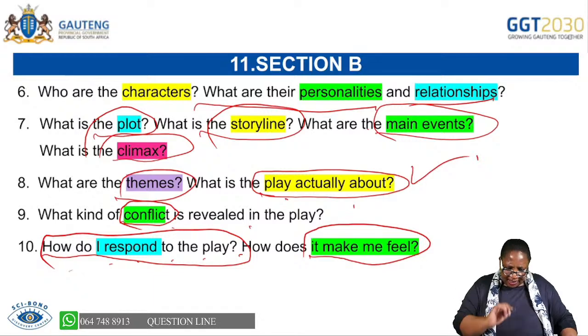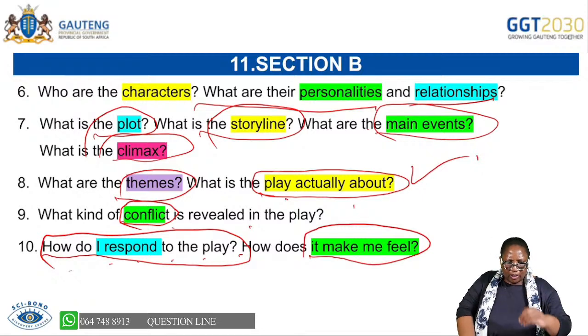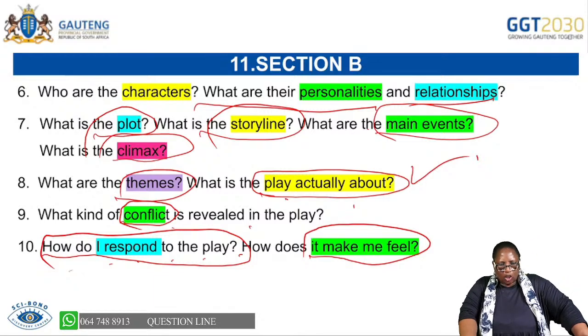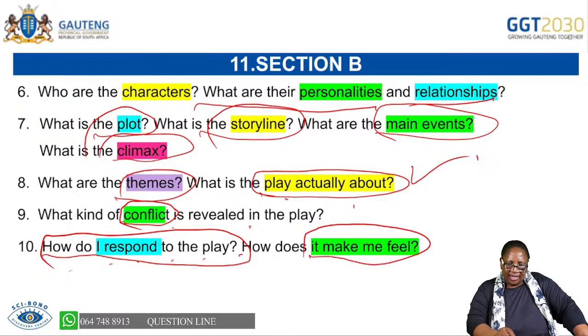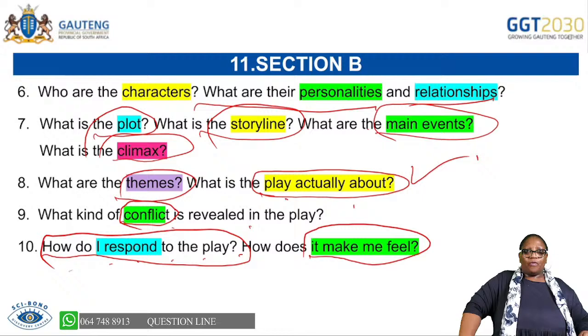Get down to business, 3 minutes, write this, try and answer these questions fast. And the first thoughts, put them on paper. Your first thoughts, you must put them on paper without thinking too much. The characters, personalities, their relationship, the plot, storyline, main events, the climax, themes, what the play is actually about, conflict, respond, and how it makes you feel. You have 3 minutes.